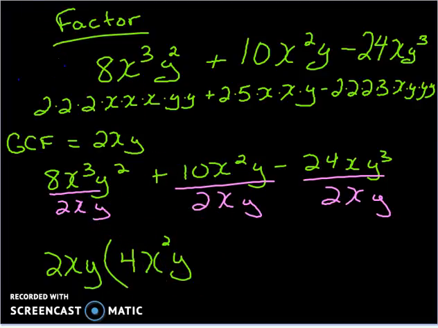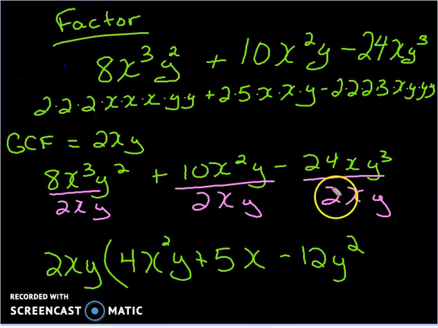All right, I do the next one. 10 divided by 2 is 5. X squared divided by x is x, and y divided by y is 1. And if I'm multiplying this back together by 1, it doesn't really change anything. So I have 5x as my second term.